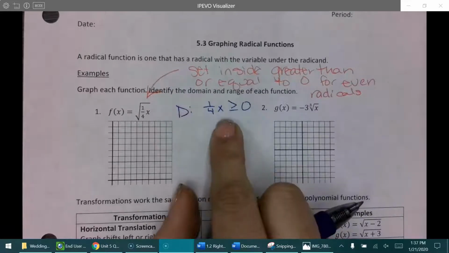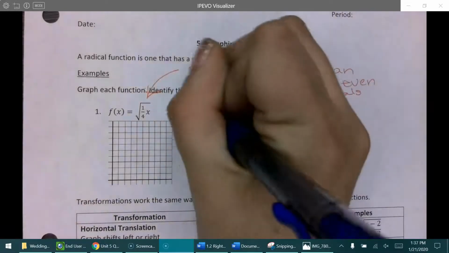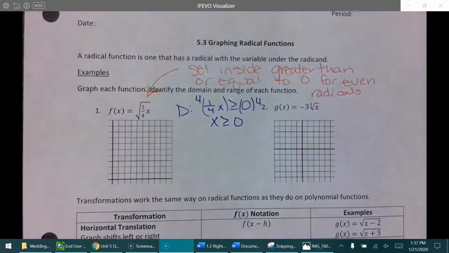Okay, how do I get x alone? Then I have x is just greater than or equal to 0.